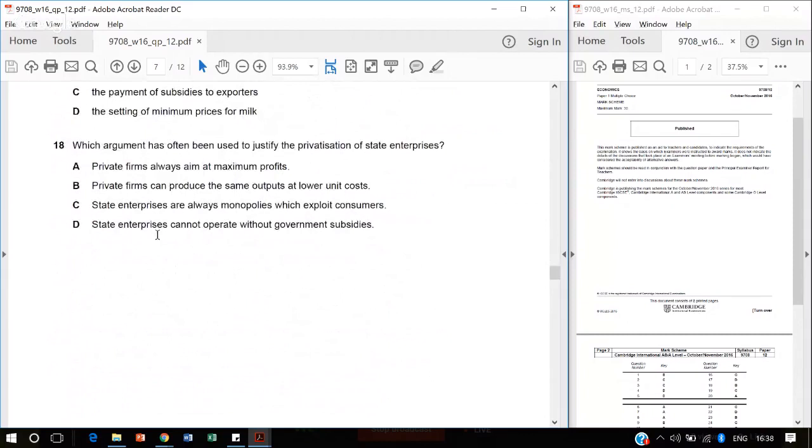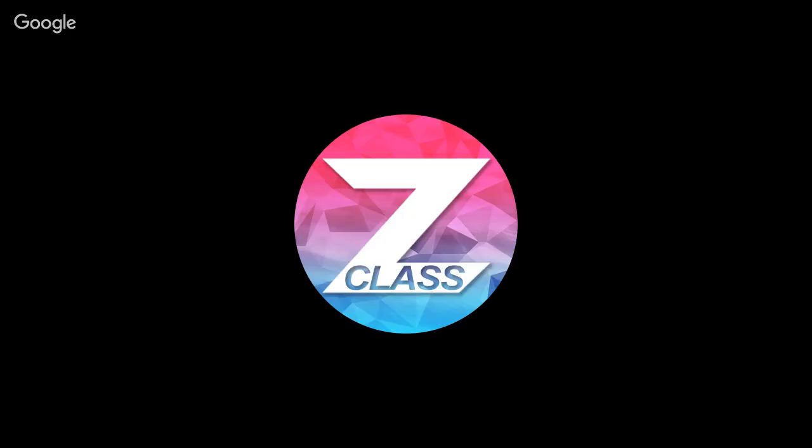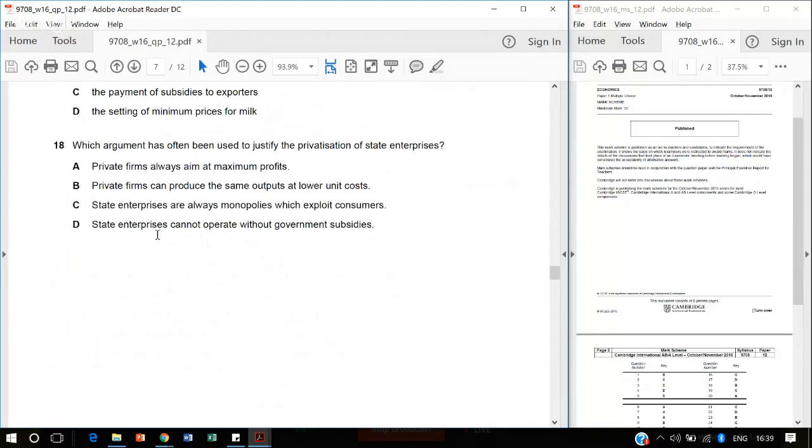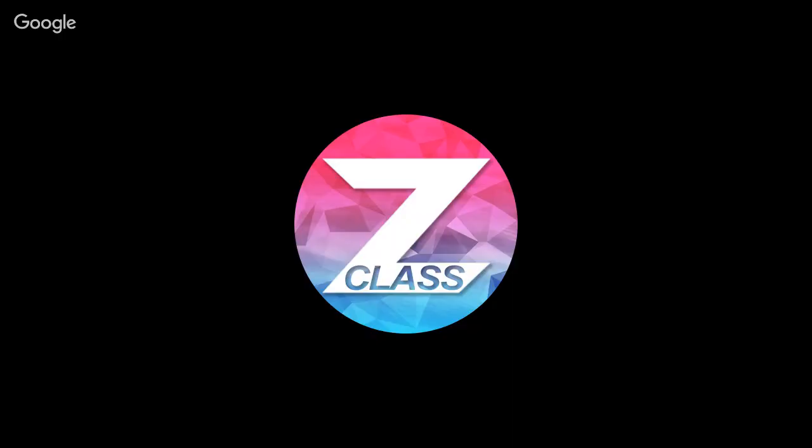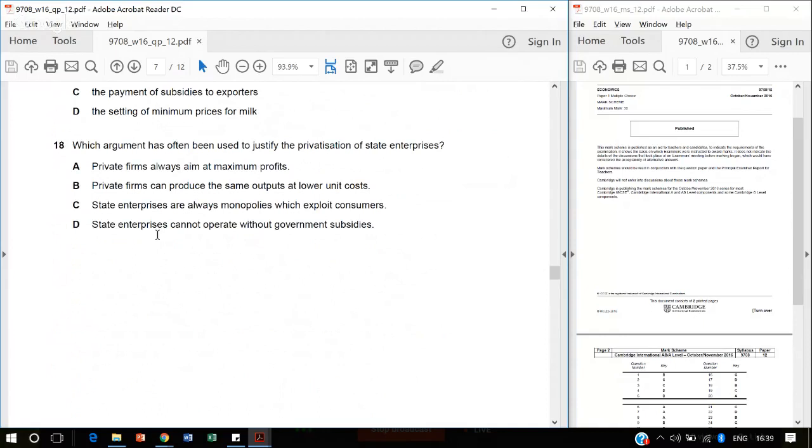Which argument has often been used to justify the privatization of state enterprises? What is privatization? Privatization is when previously public sectors, it's like when they sell state resources and assets and things. Can you give an example of when this has happened recently? Honestly I don't know because I am not from here. Okay, well, it's worth reading about the Royal Mail, which was privatized 2 years ago. That's like the main postal company that we have here.